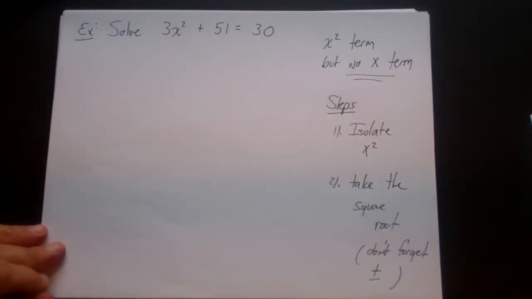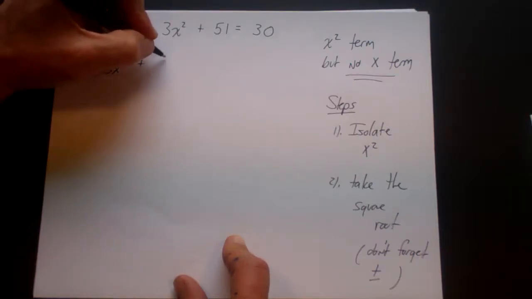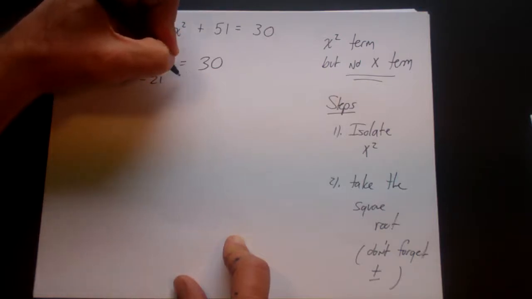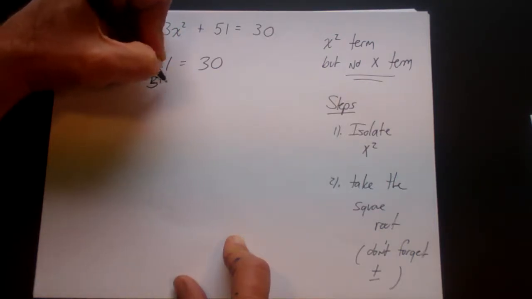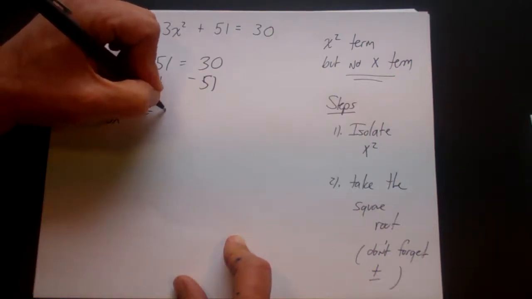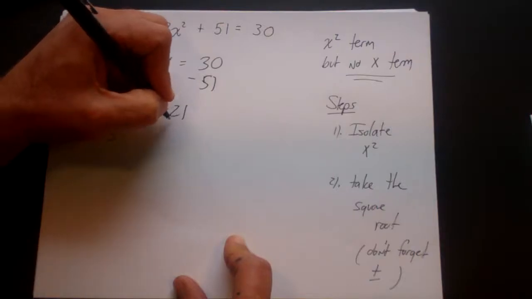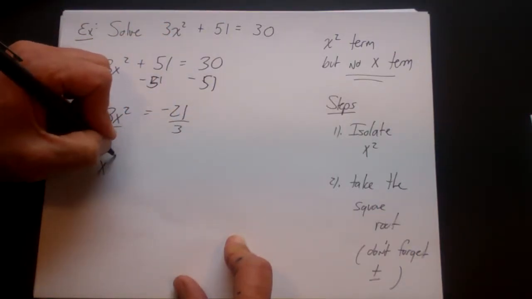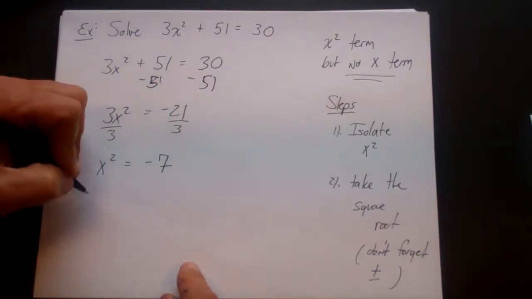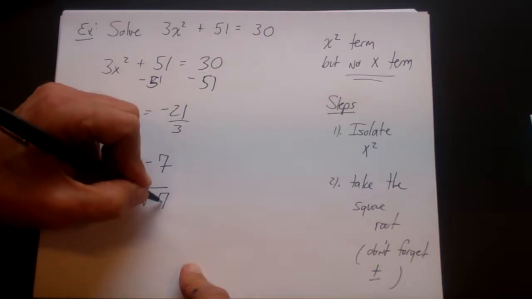So the first thing we're going to do with this problem right here: you have 3x squared plus 51 is equal to 30. I'm going to subtract 51 from both sides. So I have 3x squared is equal to minus 21. Then I'm going to divide by 3, so I get x squared is equal to minus 7. And now I'm going to take the square root of both sides, so I get x is equal to plus or minus the square root of minus 7.